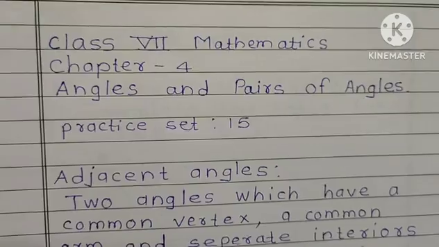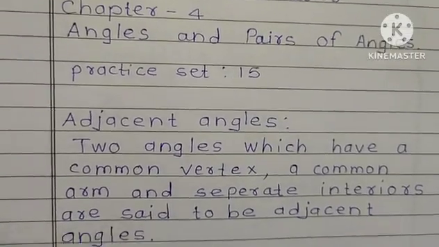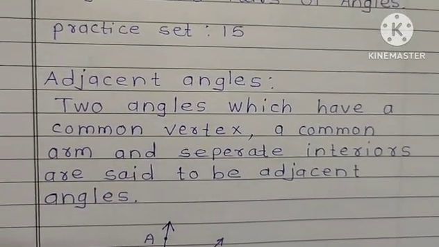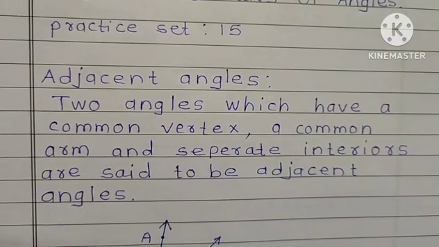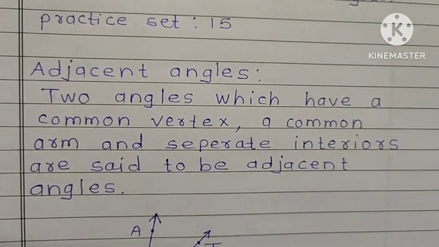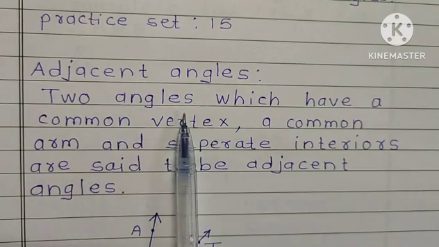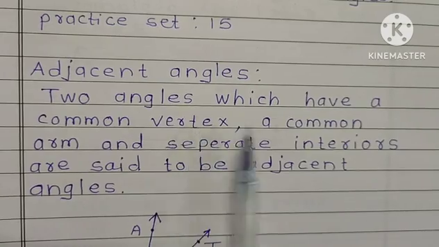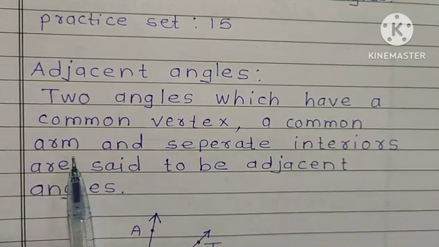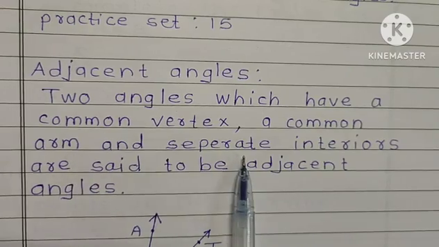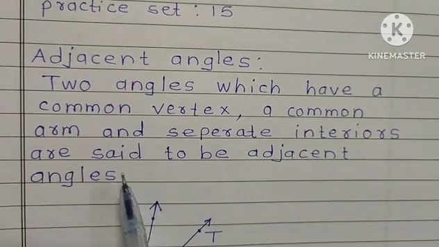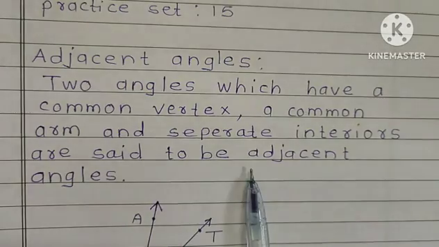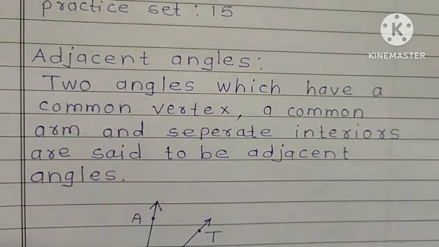Before starting practice set 15, we should know what adjacent angles are. Two angles which have a common vertex, a common arm and separate interiors are said to be adjacent angles.